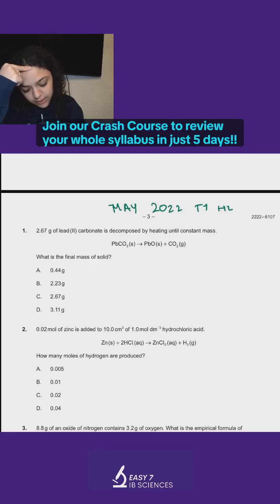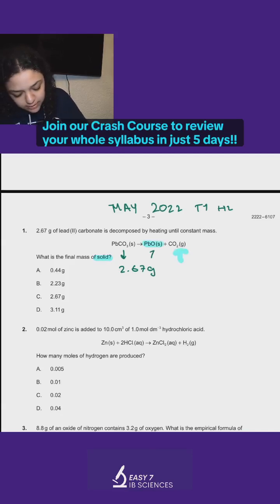by heating until constant mass. What is the final mass of the solid? So it's telling me that I have 2.67 grams of this one, and I need to find the final mass of the solid. So if it's telling me solid, it's telling me to focus on this one, because this one's clearly gas. So I need to find the amount of mass of this one.